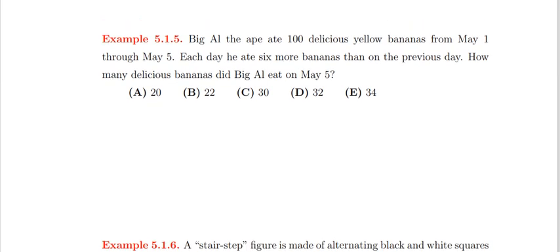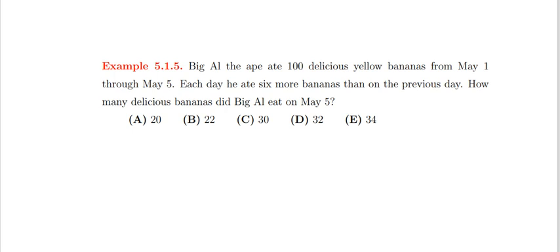So for this problem, it says this apple ate 100 delicious yellow bananas from May 1 to May 5. So first day May 1, May 2, May 3, May 4, May 5. Each day he ate 6 more bananas than on the previous day. So first day we don't know. Suppose the first day he ate A1.